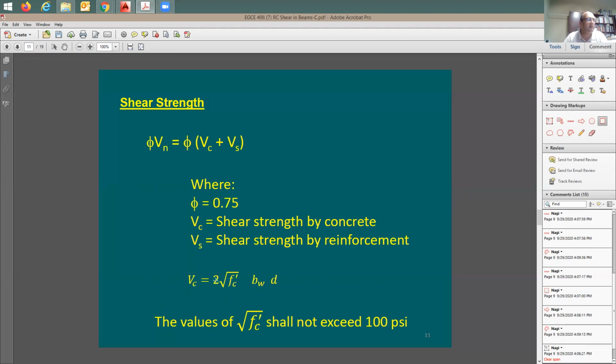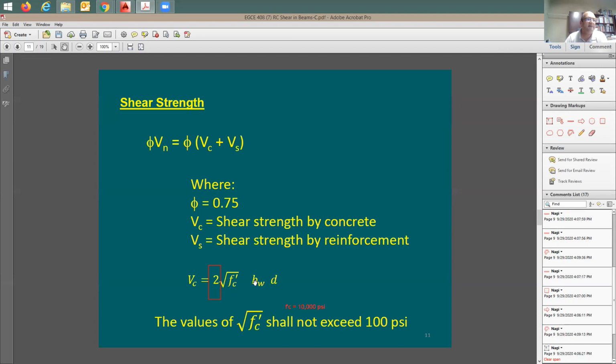Concrete strength is going to be equal to 2 square root of f'c times the sheared area. This one here we call the shear factor, if you like. Square root of f'c is going to be the strength of the concrete at 28 days, and it has a maximum value of 100 psi for the entire value, which means the maximum f'c would be 10,000 psi in this equation. The square root of that is going to be equal to 100 psi.